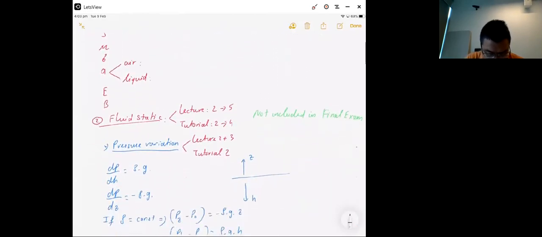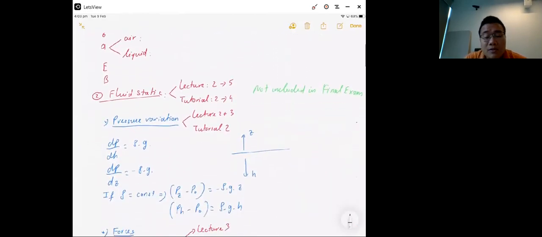After that is fluid static. Fluid static means no moving fluid. You can find this in lectures 2 to 5 or tutorials 2 to 4. This one is not included in the final exam, because you did it in the quiz already.